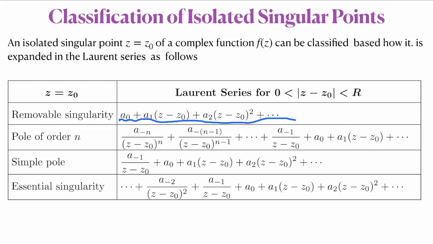Then we have a simple pole. Then what we have is called the essential singularity, where all the powers from minus infinity to plus infinity are there, and then nothing can be done about this singularity, and these singularities will always be there on your complex plane.